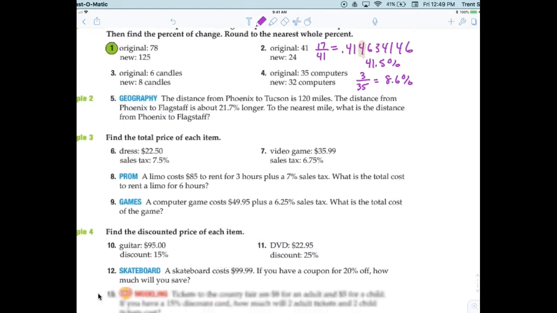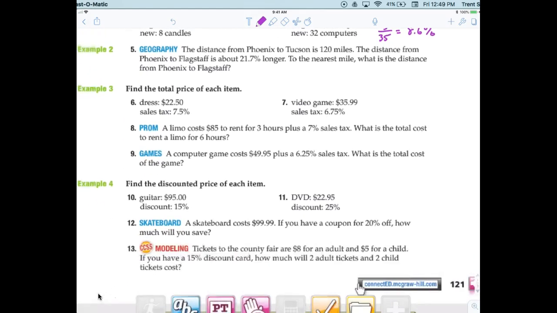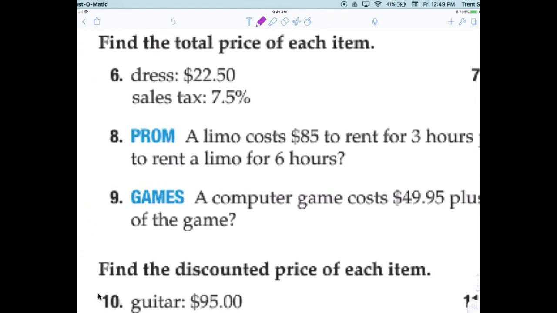All right, here we go. Let's check out question number 6 now. Who remembers how to find the total cost? Hanson, remember how to find the total cost? If you buy your dress for $22.50, there's a sales tax of 7.5%. What do I do to find the total cost?